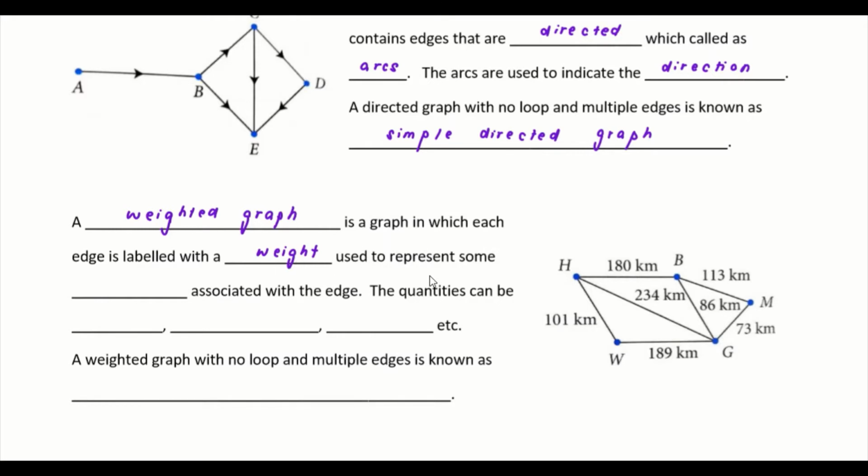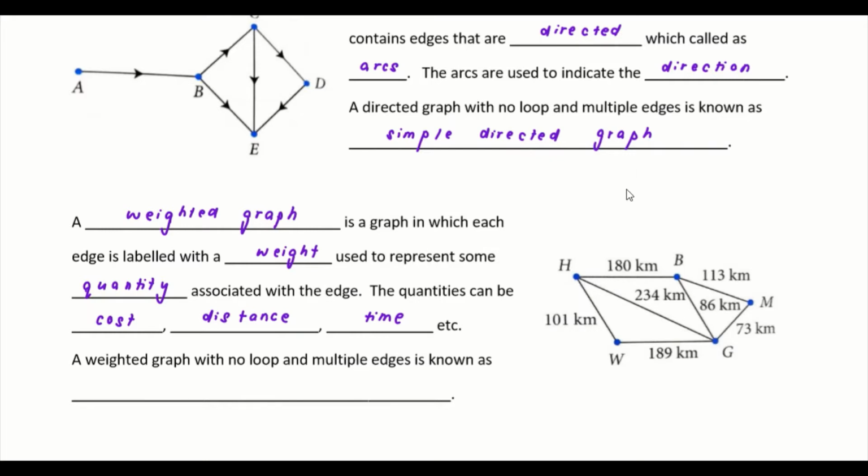So this weight is used to represent some quantity associated with the edge. It's not necessarily always the distance. Sometimes the quantity can even be the cost, or distance, or even time. For example, when you travel from A to B, how long is the time that you need? Or for you to complete H, then you want to move on to B, how many minutes do you need?